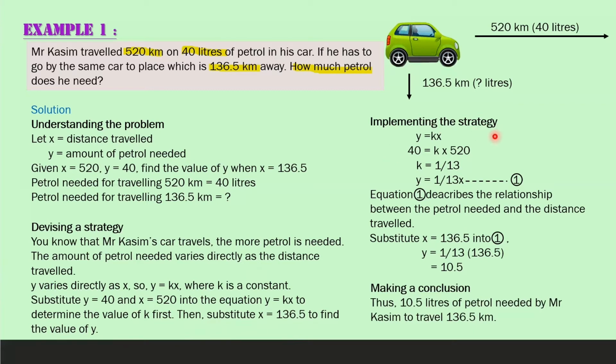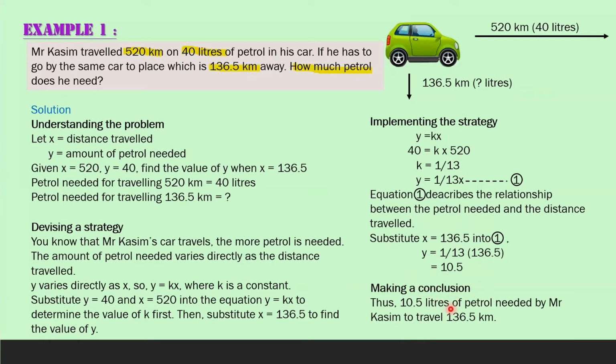Implementing the strategy. y equal to kx, 40 equal to k times 520. k equal to 1 over 13, y equal to 1 over 13 x. Equation 1 describes the relationship between the petrol needed and the distance traveled. Substitute x equal to 136.5 into equation 1. y equal to 1 over 13 times 136.5 equal to 10.5.